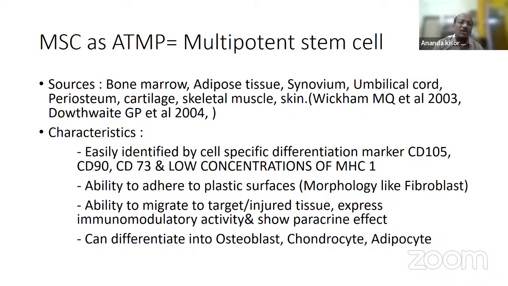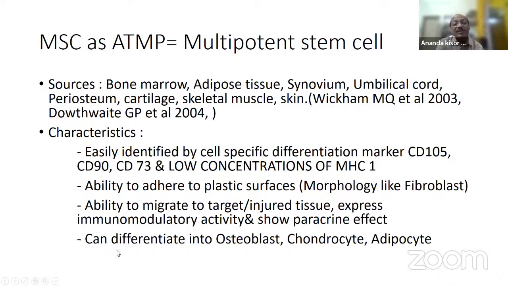So it is important. Next, they are able to migrate to the target of the injured tissues, express their immunomodulatory activity and show the paracrine effect. This is important. Suppose in osteogenesis imperfecta, there is a defect in the collagen tissues. So the stem cells can be either locally infused or introduced inside the blood. If infused inside the blood, they can circulate all over the body, but they can be deposited in specific connective tissues of the organs, so that they can change their character and act. So that is why mesenchymal stem cells are used.